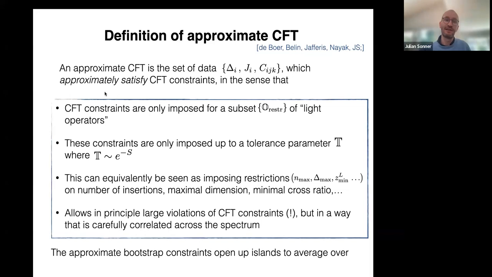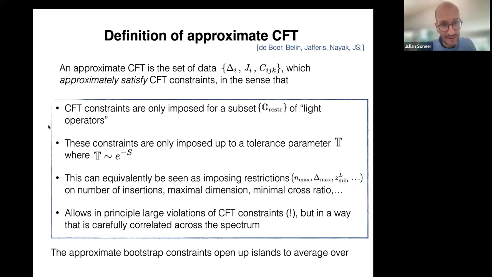Light operators is actually motivated by a future application to gravity and has to do with things that a supergravity observer can have access to. But you can in general just say in a CFT, you take a subset of operators of conformal dimension up to some delta max, which I'm calling here delta max, and that's your set of light operators, just a definition.